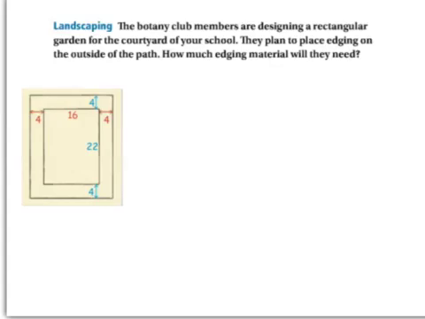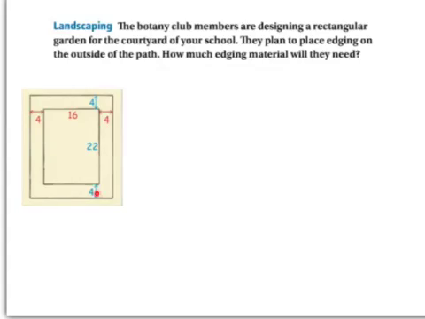So, the following example says the botany club members are designing a rectangular garden for the courtyard of your school. They plan to place edging on the outside of the path. How much edging material will they need? So basically what it's looking for is how much will they need to fill in this area. So you need to find the area of the bigger rectangle, the area of the smaller rectangle, and subtract them.